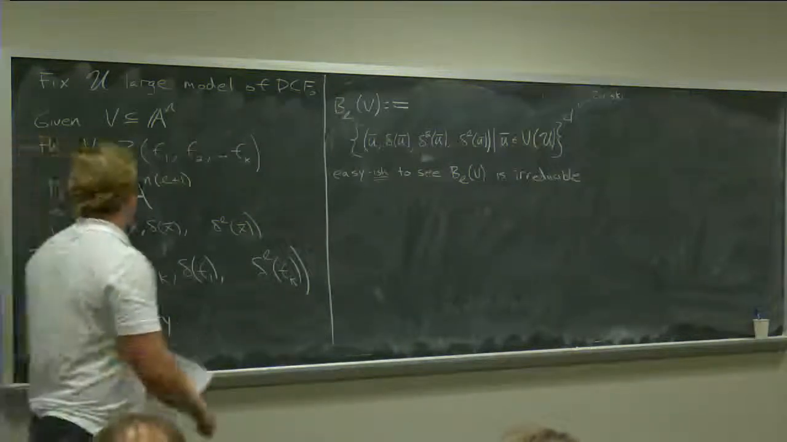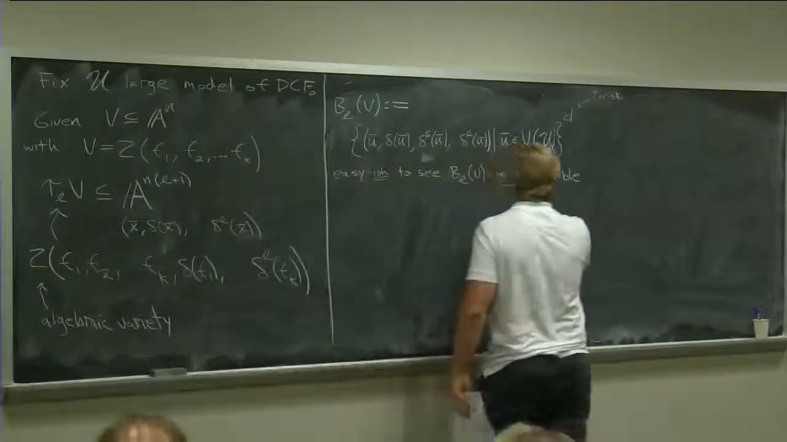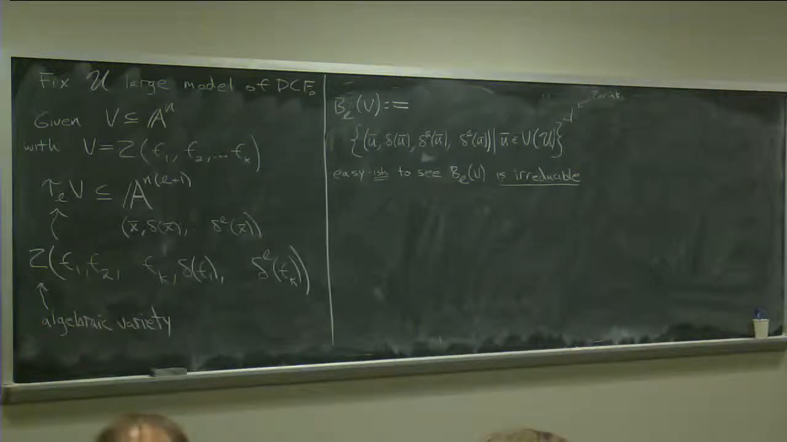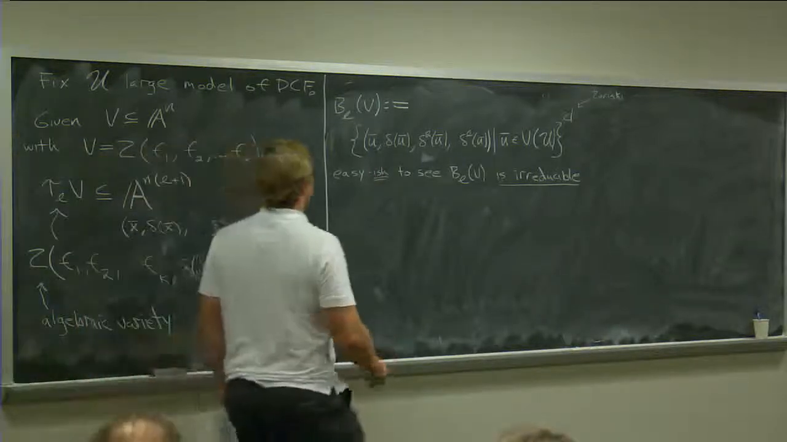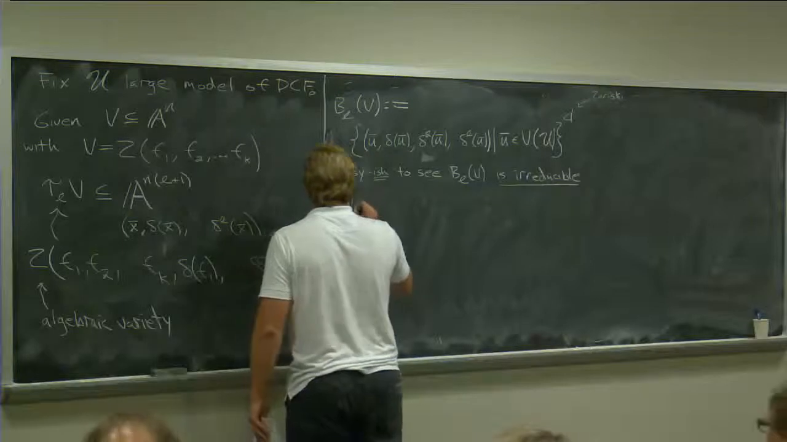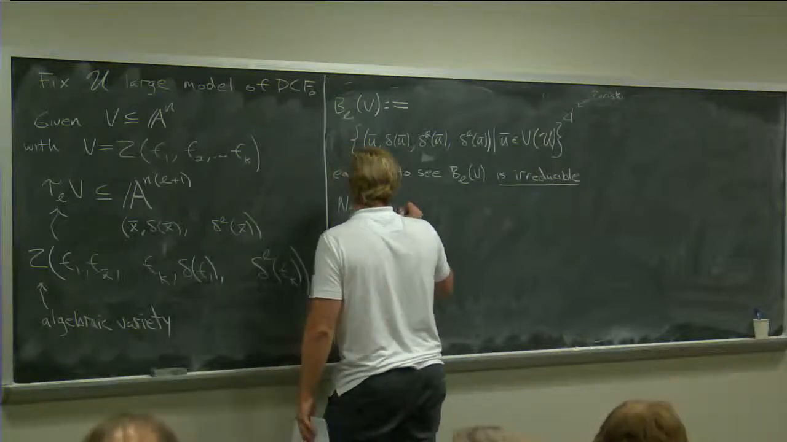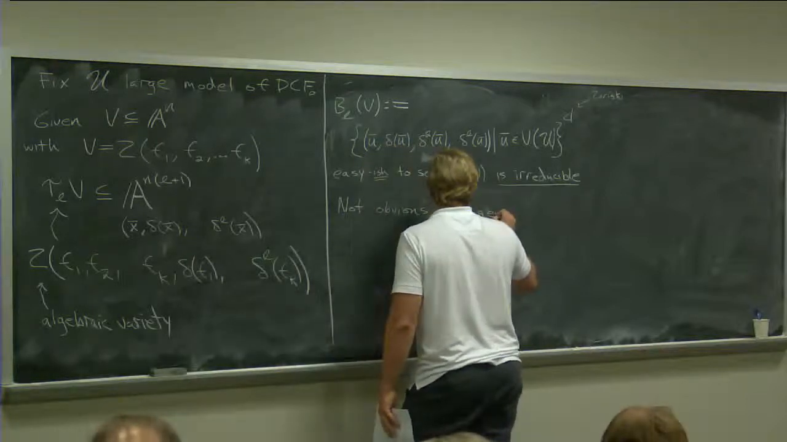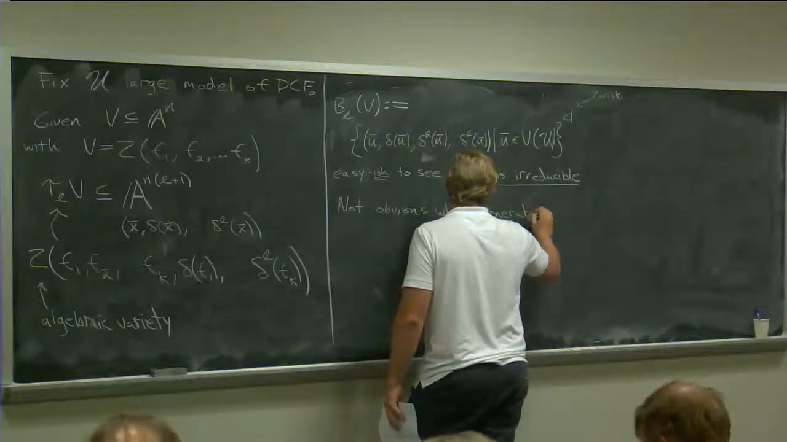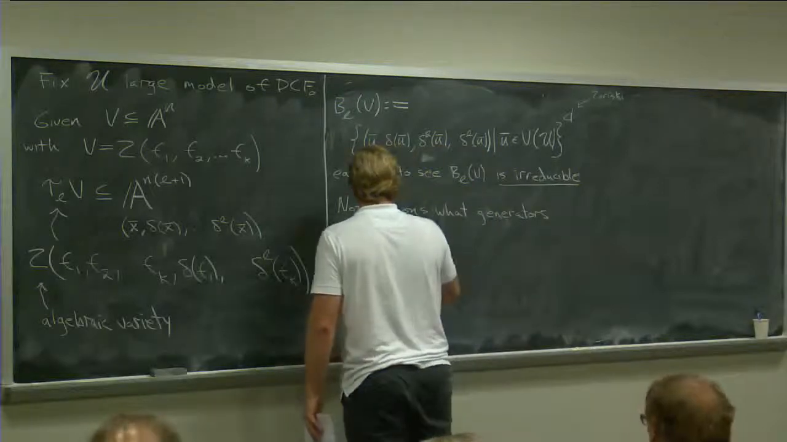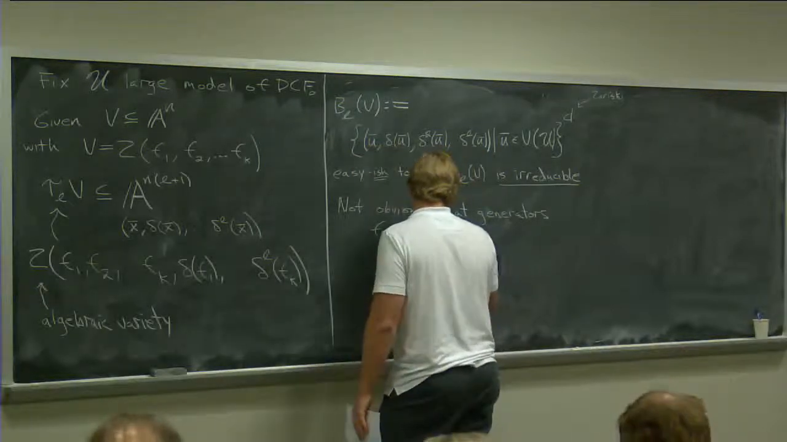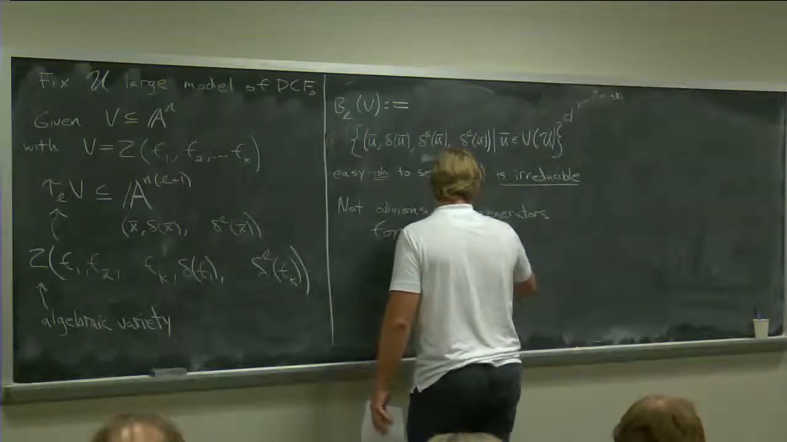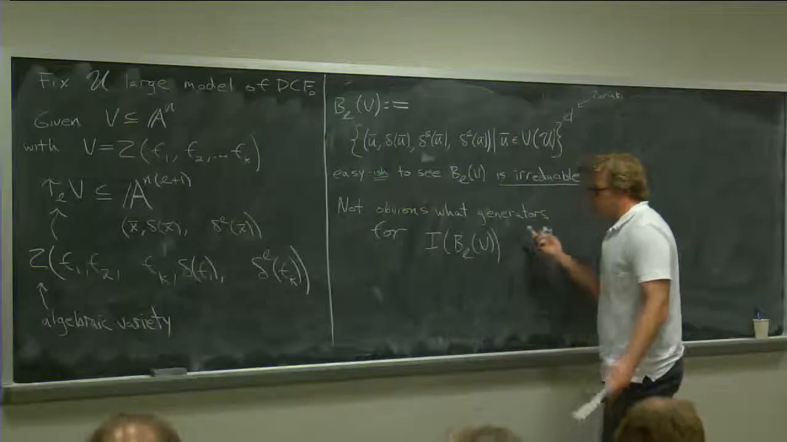Okay, so this is the good part about this variety, and other things about it are not so good. It's not really obvious what generators for the ideal of functions which vanish on BL of V are.